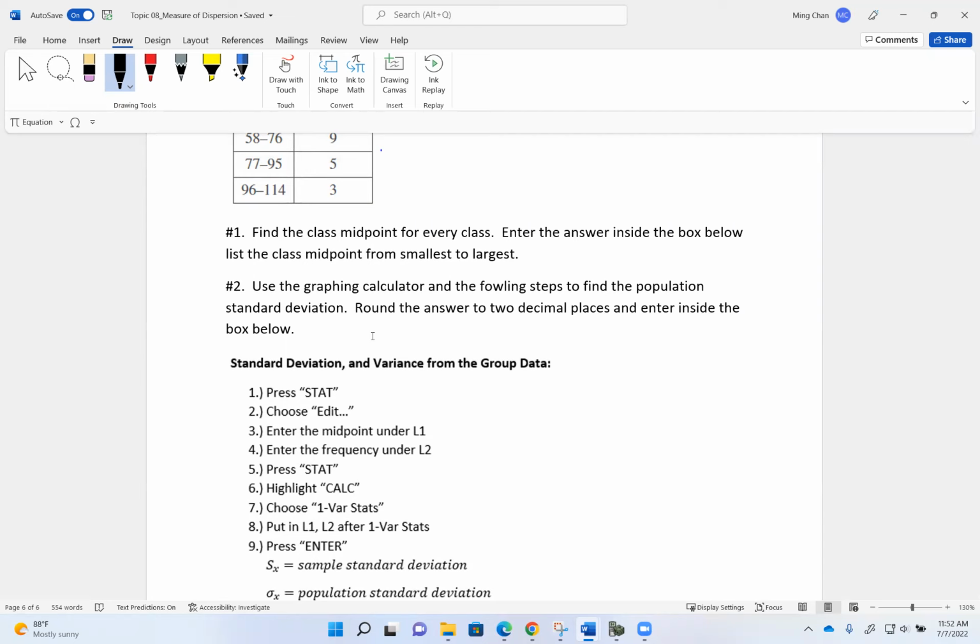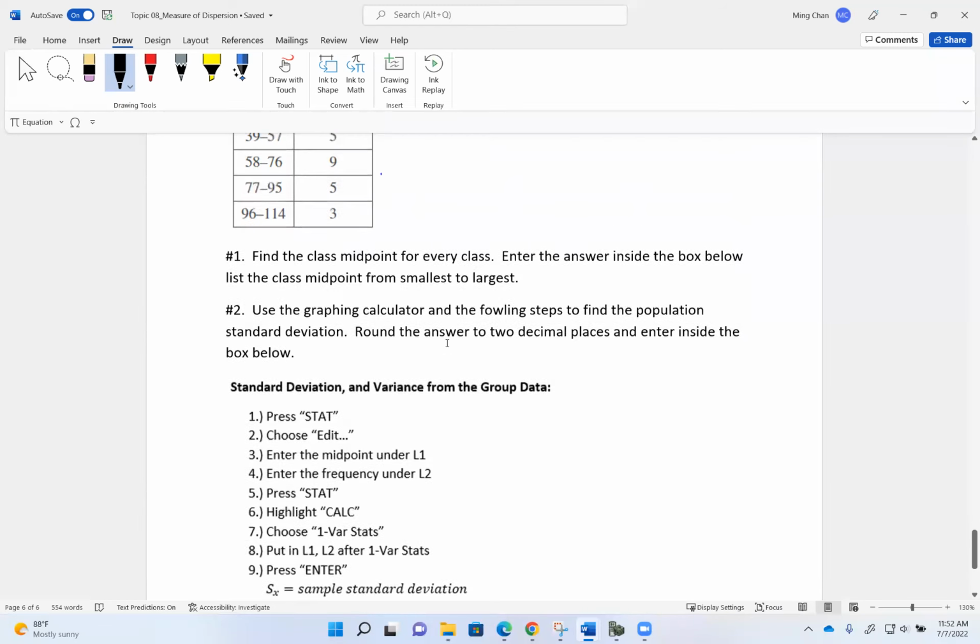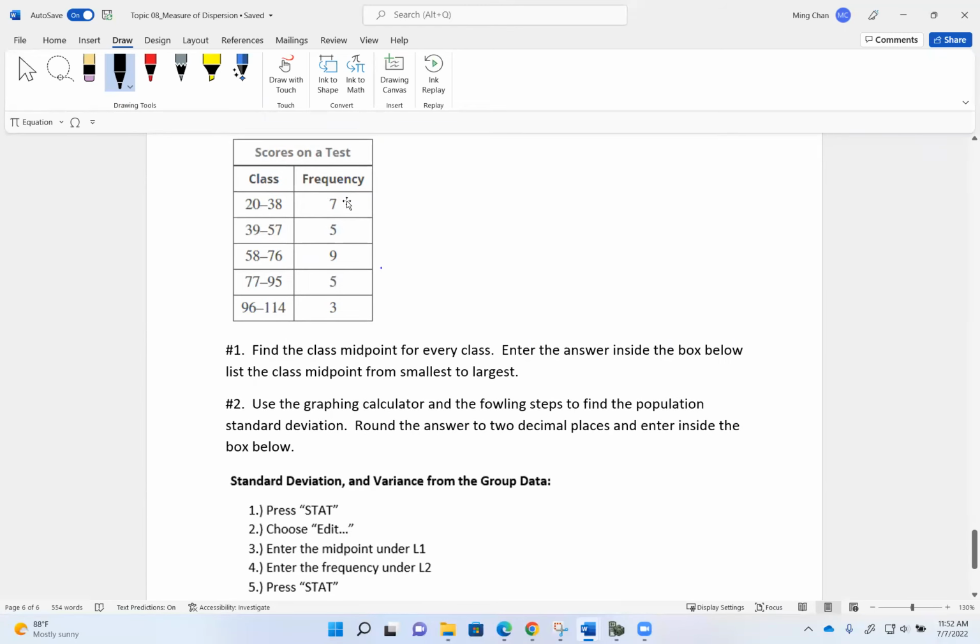Number 1, enter all 5 midpoints. Number 2, just enter the population standard deviation, whatever the calculator showed you. So make sure you double check that the frequency you enter is correct. A lot of times if you enter a number wrong, you will not even know your answer is a little bit off.